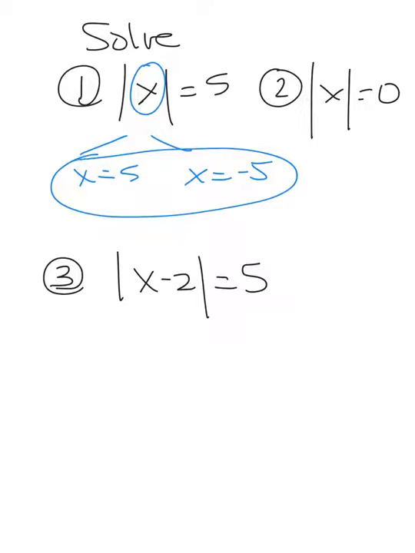And number 2, slightly different. This is the only one that only has one answer. Because 0 is not positive or negative, I can only have x is equal to 0. That's the only value for x in number 2 that will make that a true statement.